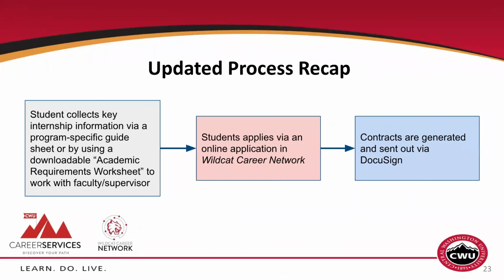So just finally to wrap up, again, the updated process is pretty straightforward. It boils down to 3 steps. The student collects the required information, either via a guide or a printable worksheet. The student then fills in that information on the application in Wildcat Career Network. Once approved and accepted, the student will then receive the agreement via a DocuSign email.